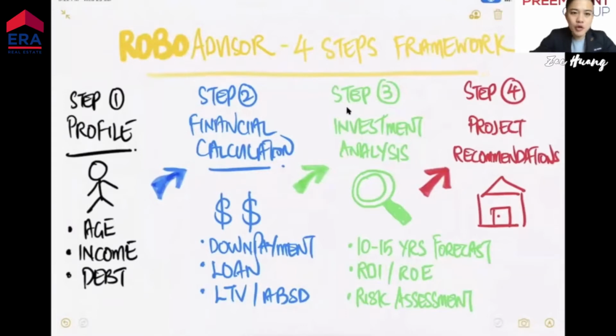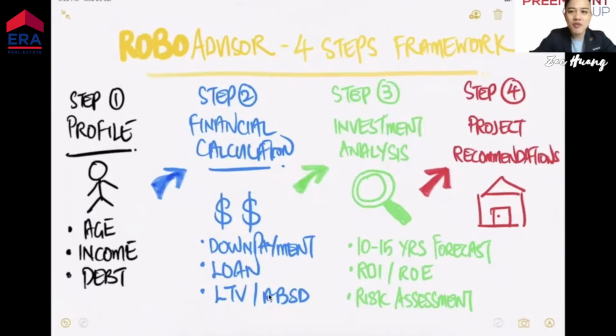Okay, so if you can look at my screen, step 1, you need to remember the first framework is actually the profile. When you meet any customer, you need to identify their age, income, and debt. Right? So with all this information, you can go to framework number 2. Okay, so your duty is to do a good professional financial calculation, which you are able to tell them about their down payment, loan, LTV, ABSD, etc. Everything calculated for you using Robo Advisor.